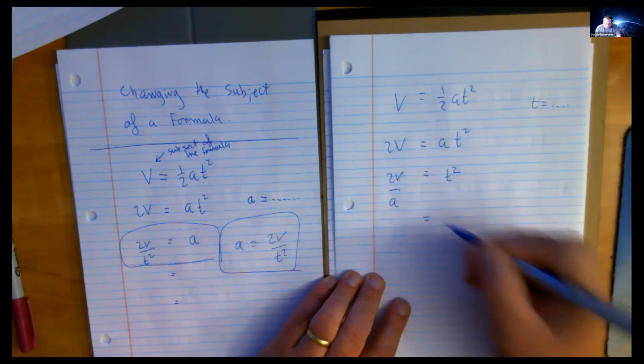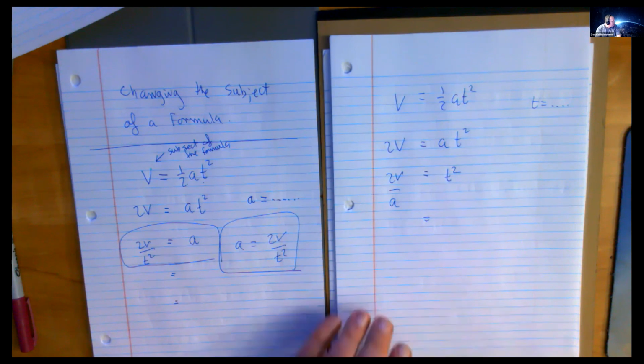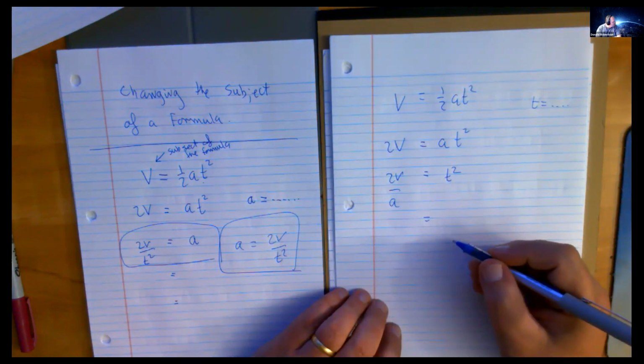Now, you're almost there. What do you think you need to do to both sides to get rid of a square? Square root? Okay.